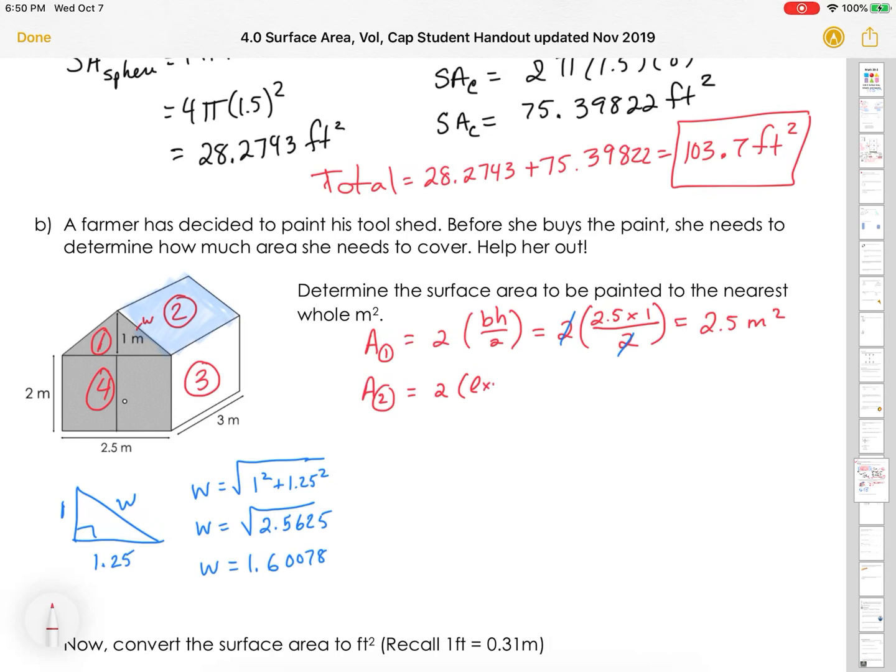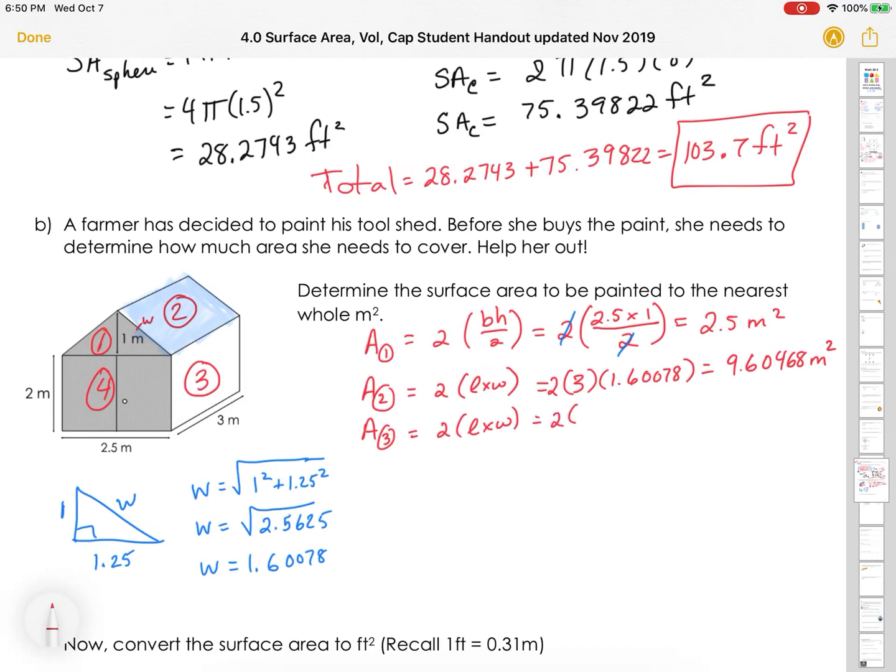Area of 2, we have 2 times length times width, right? Because we've got 2. These are the ones on the roof. And so the length is 3 meters times the width, which we found, which was 1.60078, and we times it by 2, sorry, because we've got 2 of them. So when we do that, we get 9.60468 meters squared.